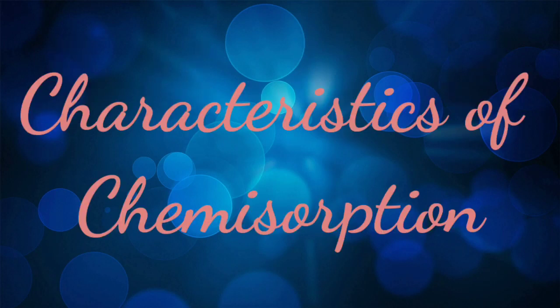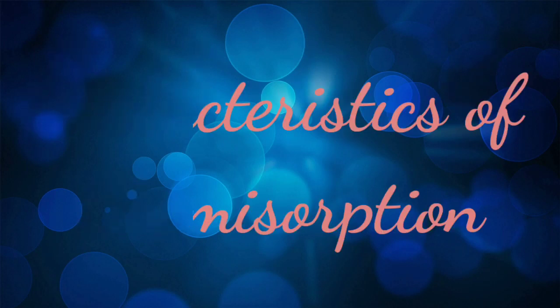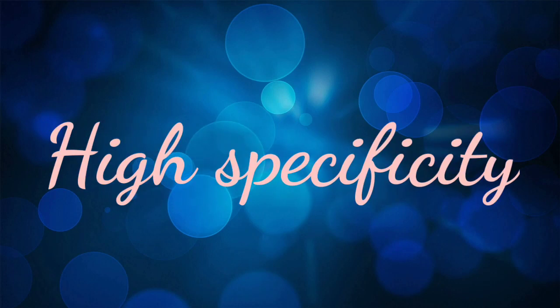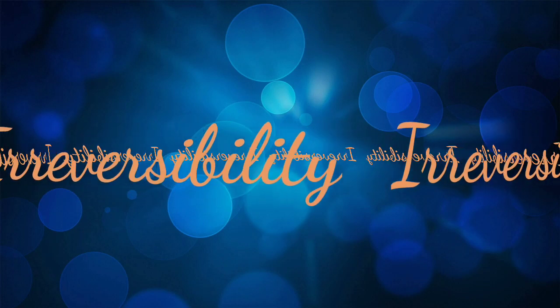Now we will study the characteristics of chemisorption. First one is high specificity. Students, it is highly specific and occurs only if there is possibility of chemical bond formation between adsorbent and adsorbate. For example, oxygen is adsorbed on metals by virtue of oxide formation, and hydrogen is adsorbed by transition metals due to hydride formation.